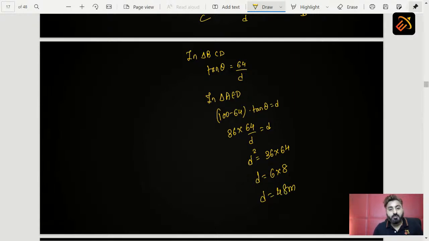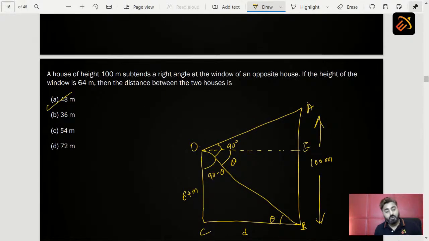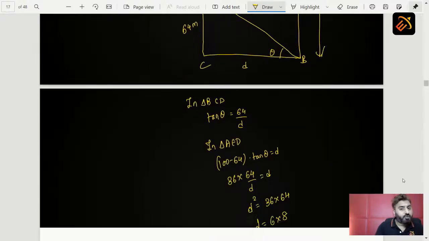Now students, if the value of D is 48 meters, what can you conclude from here? So you can clearly conclude that the distance between two houses is 48 meters, which is matching our option A. So from this, clearly we can say that the corresponding correct option is option A. End of your sum. So students, this is how you have to solve your sum.